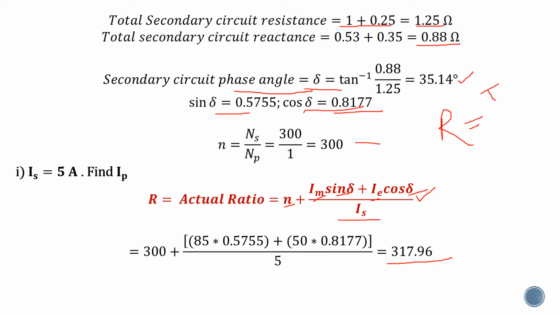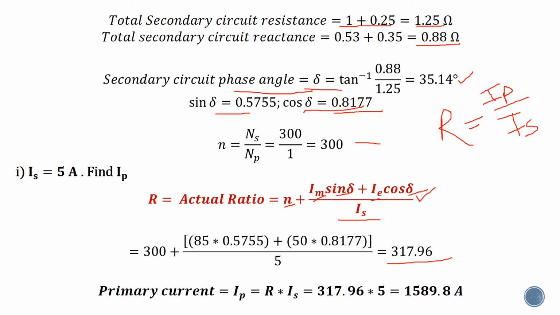Now we know that by the definition of actual ratio, R is the ratio of the actual primary current to the secondary current. So we can easily calculate the primary current by multiplying the actual ratio by the secondary current. Multiplying the two, we get the primary current, and the primary current comes out to be 1589.8 ampere.